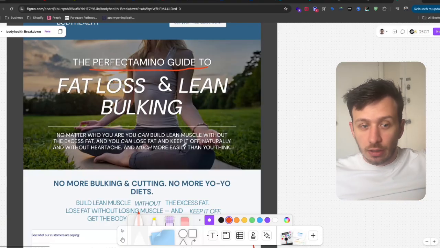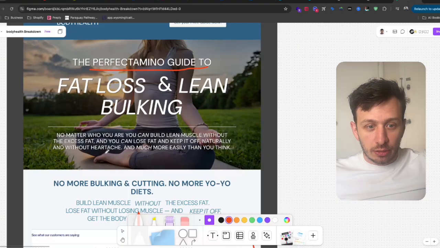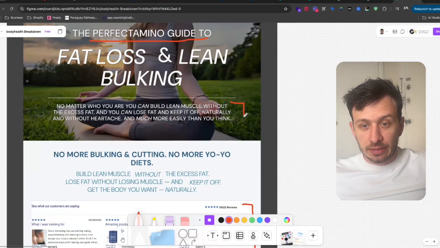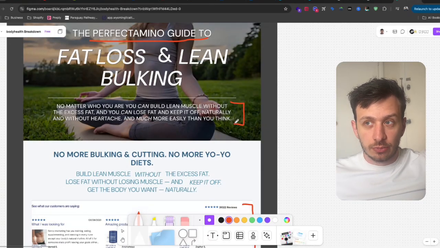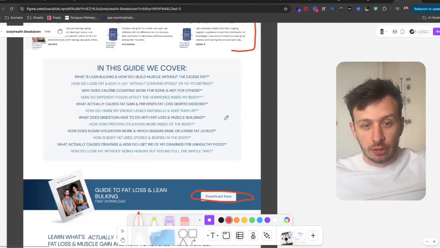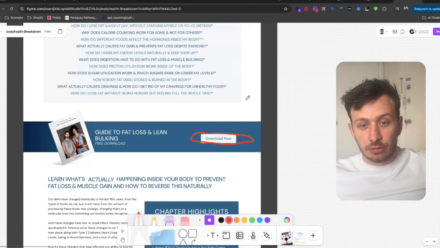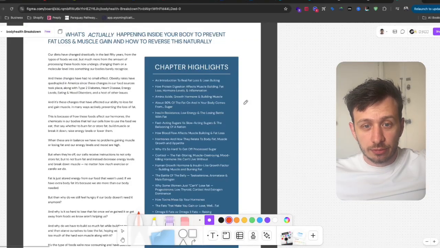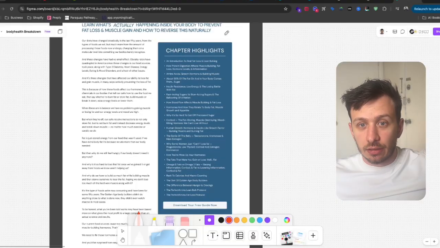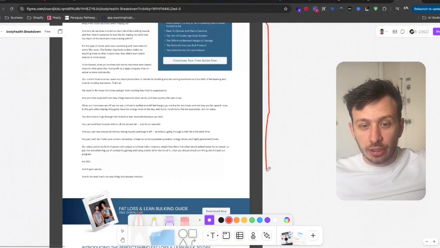Then naturally and without age, so quite easily and much more easily than you think. So this is actually stating their problem and then showing them that this guide is the solution to their problem. They're talking here about the questions, as I said. Here, highlighting the chapter, highlighting what's in this guide, how it's gonna help them.